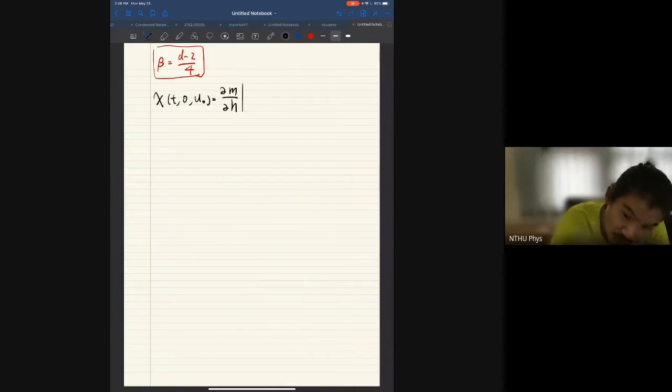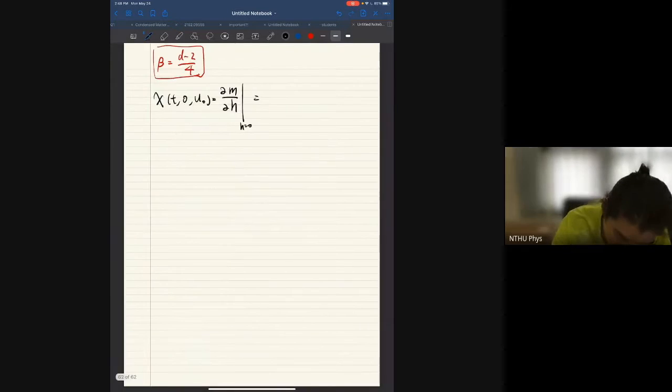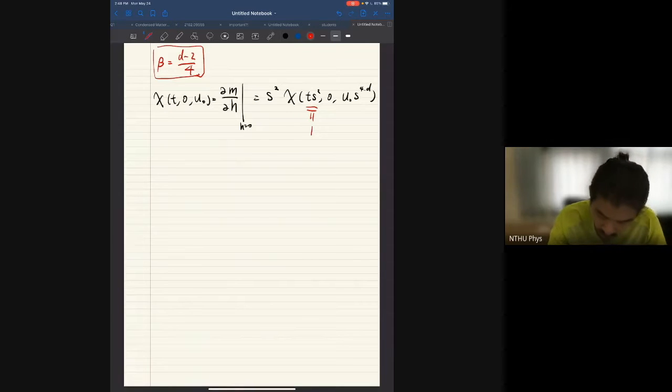Okay, evaluate at h equals 0. So this part is clear. That indicates you need to take the second derivative with respect to h of your Green's function. It will give you minus d times 2 times 1 plus d minus 4, so basically this times 2 put in here. In total, you'll get s squared chi t squared, 0, u naught s^(4-d). As said before, you think of this as evaluated around order 1. You replace s squared by t, so it gets basically t to the minus 1. So this is basically what you get.